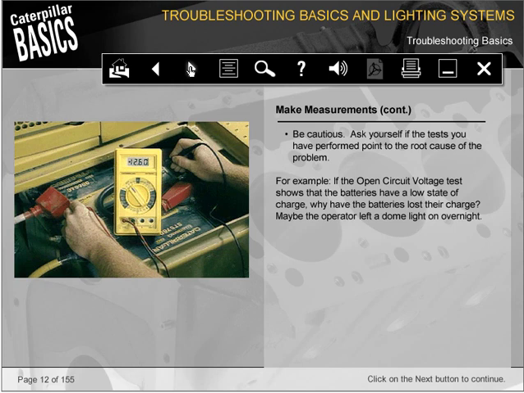Be cautious. Ask yourself if the tests you have performed point to the root cause of the problem. For example, if the open circuit voltage test shows that the batteries have a low state of charge, why have the batteries lost their charge? Maybe the operator left a dome light on overnight.